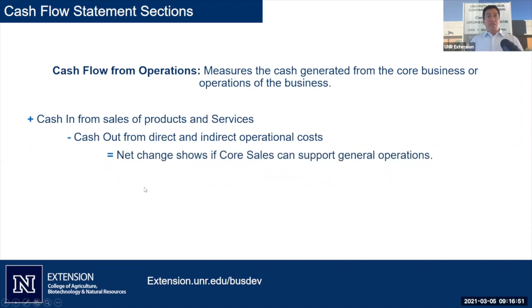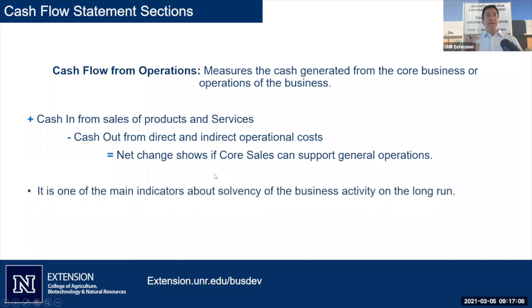Why? Because it shows the core sales that can support the general operations. The operational section of the cash flow can tell you, is the business enough, or is it okay to support itself? It's one of the main indicators about solvency of the business. You know, how the activity is performing through a period of time. Are the services, are the product sales enough to cover the operational costs, okay?